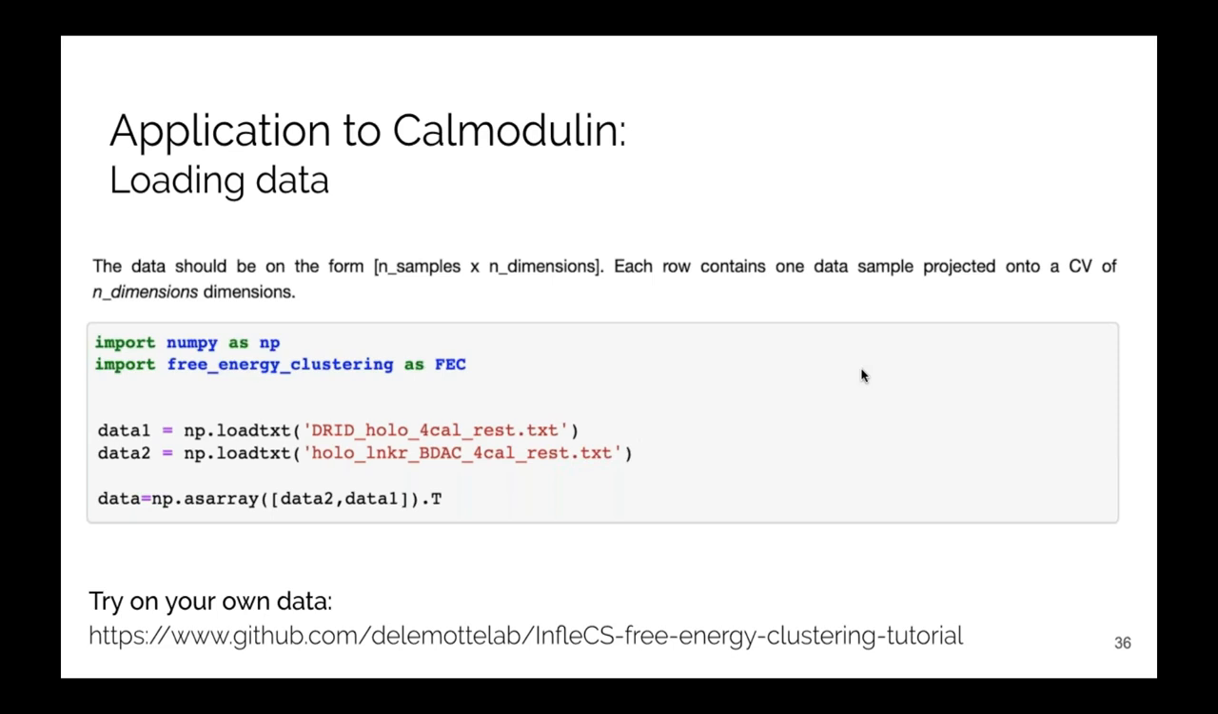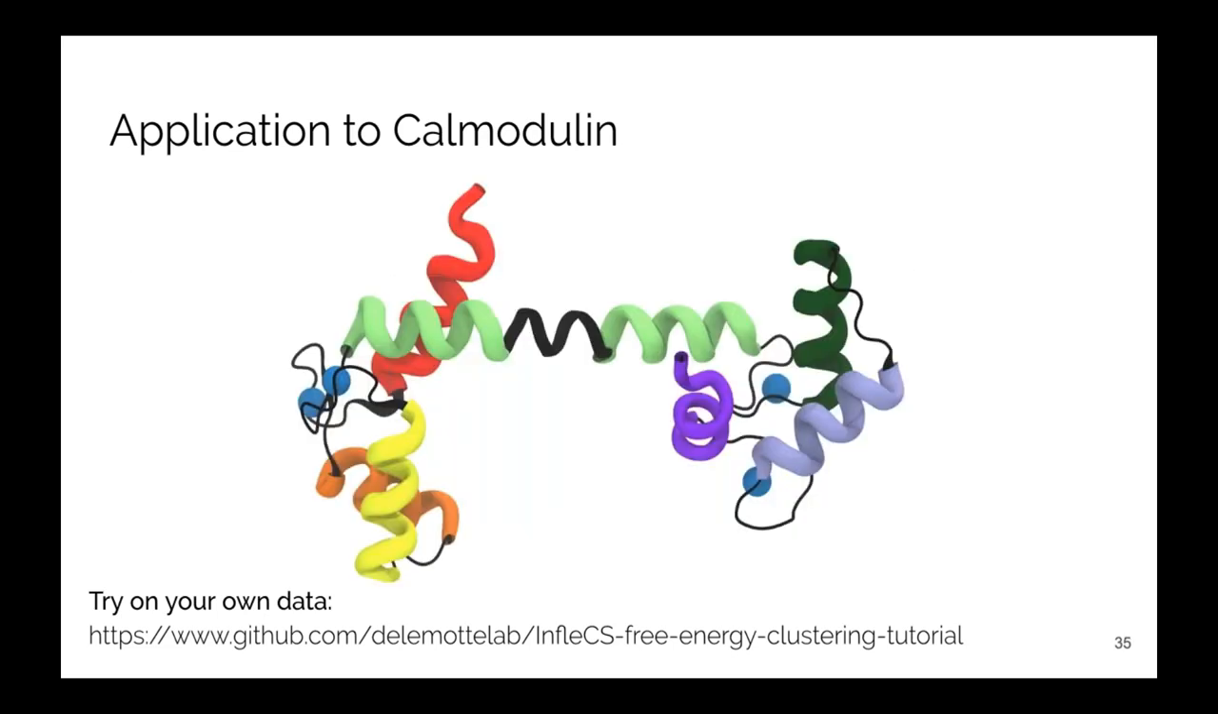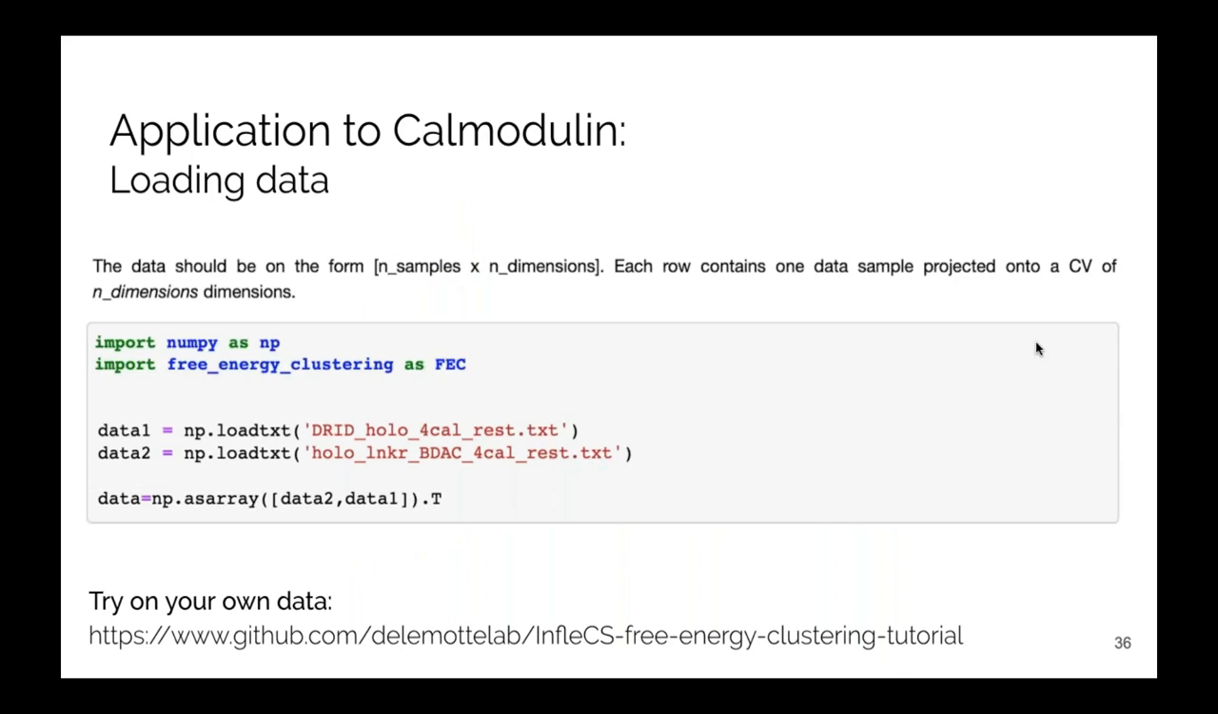This forces us to decide on collective variables, or how to describe the simulations. In our case, we used two collective variables, one called GRID, which very roughly speaking is like a contact-based version of RMSD, which measures global conformational changes. And then we also use another CV, which is called BDAC, which we localize to the linker, and this measures the changes in secondary structure in the linker. We have already processed our simulations, so we have computed the CVs in each frame, and this is what we're loading here: the text file with the GRID CV and the text file with the BDAC CV.